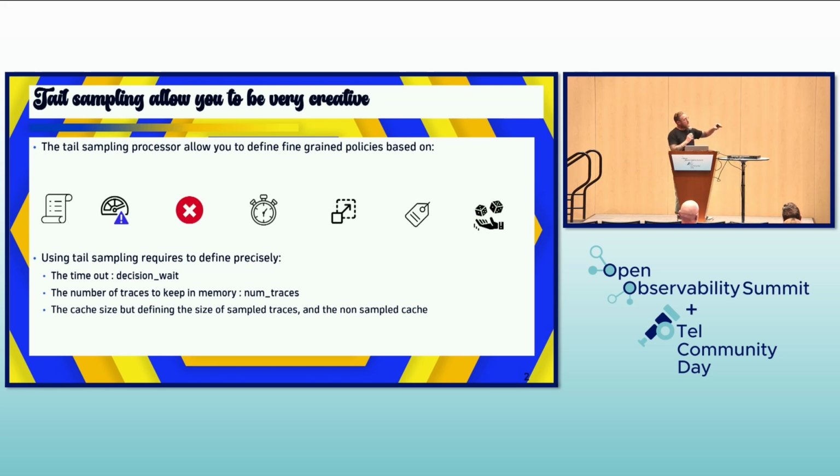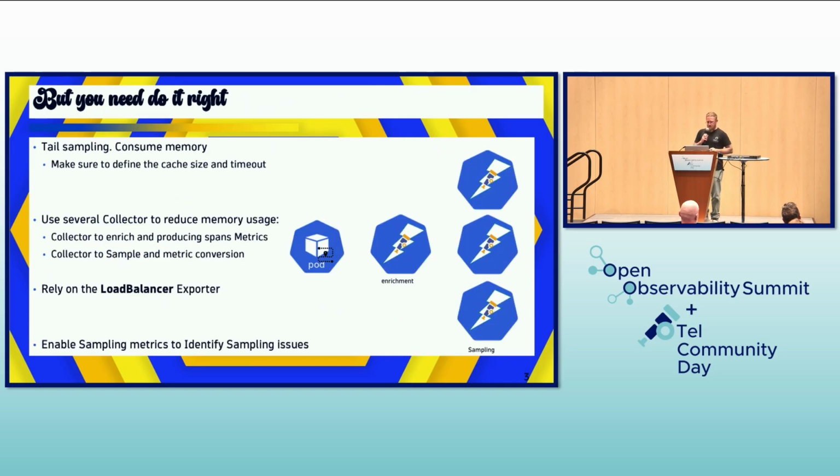Then when you apply this, like I said, you're going to consume more memory. So this is where you have to define the timeout, how long the collector needs to wait to get the actual trace, and then the number of traces that we're going to keep in memory. And the last is the cache size. What will be the size for the sampled traces, and on the other hand, what will be the size for the non-sampled traces? This is very important, because at the end, we will control the memory a bit more.